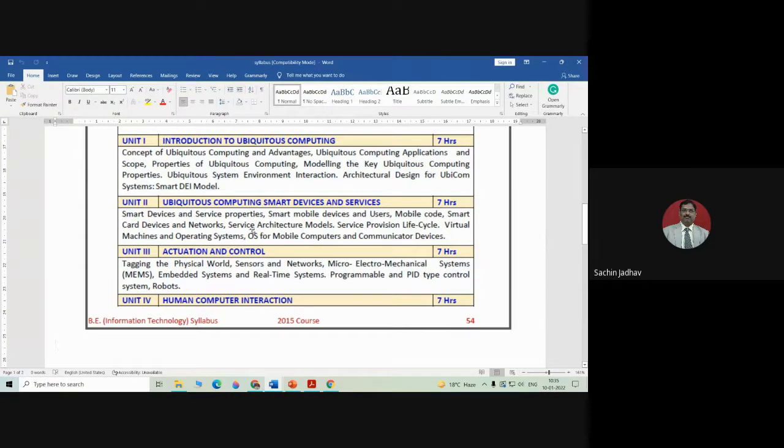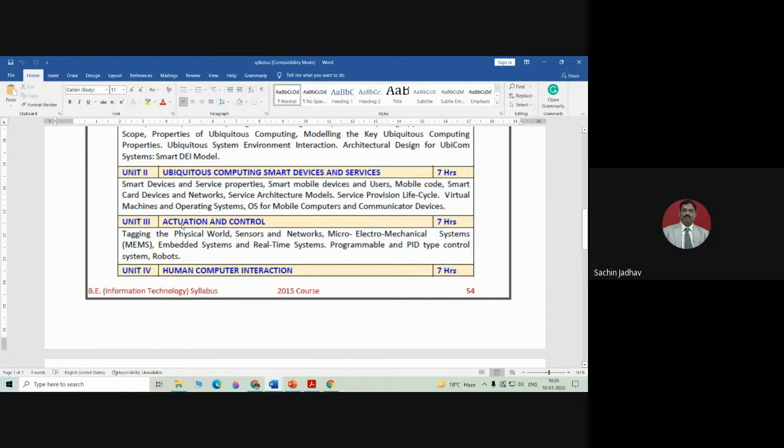Okay. Now, unit number 3, based on the tags, right? Acquisition and control. Again, 7 hours are required. Here we'll discuss what is meant by tagging in detail, the types of tags and all those things. Then we will discuss the concepts of MEMS, that is micro electromechanical systems, and different types of accuracy control systems. So smart dust is there, smart walls, smart paint. All these things are available here. We'll discuss them in devices basically, but their basic architecture and components we'll discuss in MEMS, right?